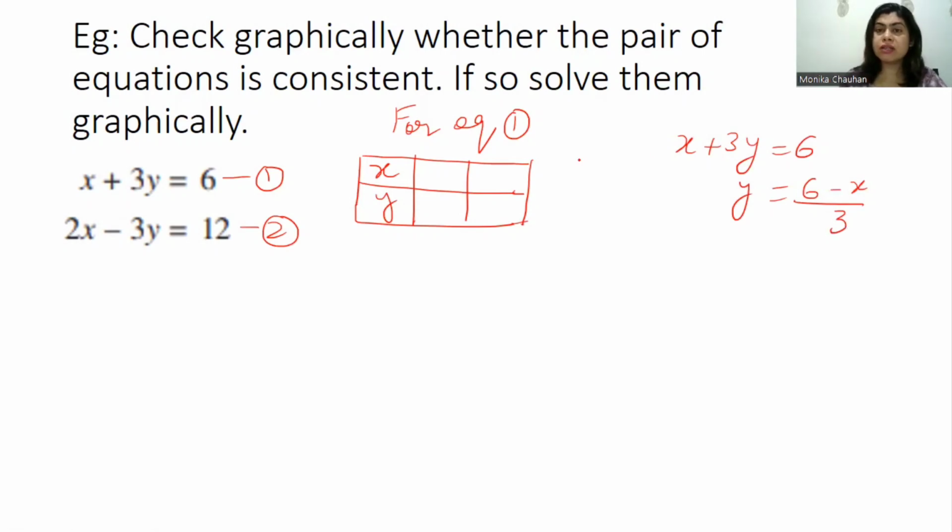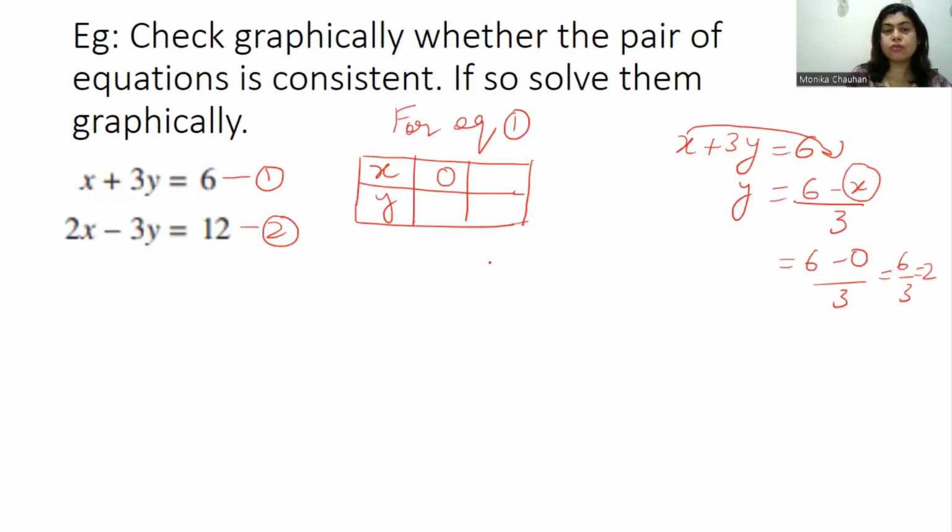I hope you understand how to simplify the equation to get the value for y. It is the transposition method. This x will go to this side and become minus, and then to get the value of y, it will be divided by 3. Now the first case, if I put x equal to 0, then 6 minus 0 upon 3, 6 minus 0 is 6, 6 upon 3, you get 2. So you write down here 2. So you got your first point of x and y.